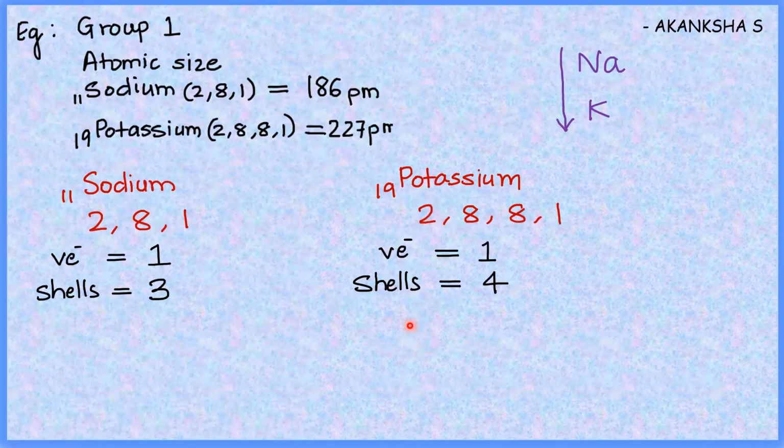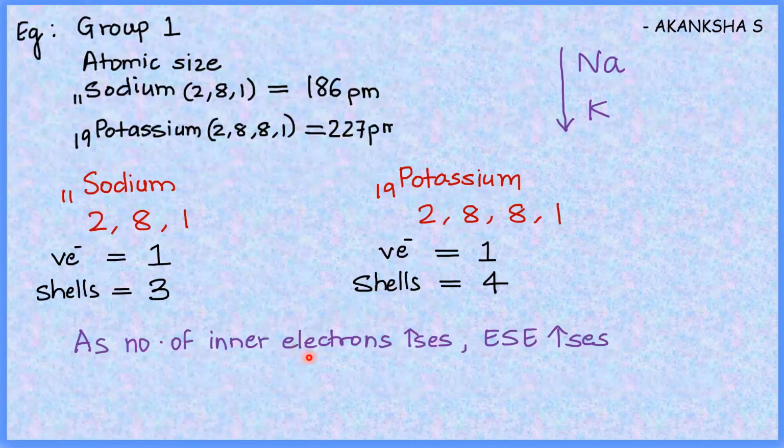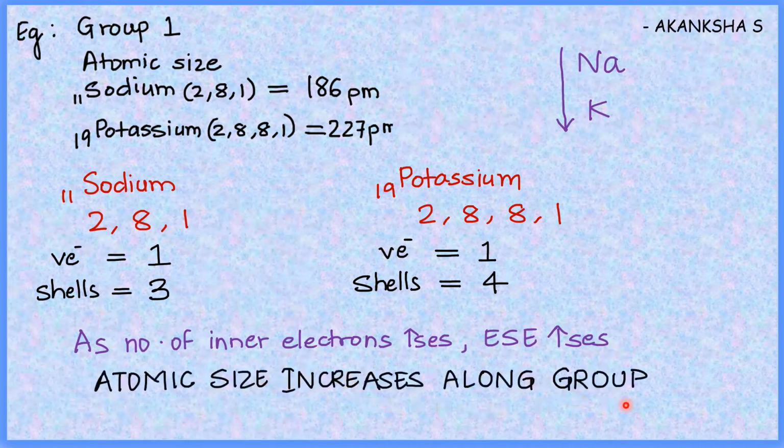Here, what will come into effect? The best factor that we can think of is inner electron shielding. So when the number of inner electrons increases, the shielding effect also increases. And whenever there is shielding, there is less pull. As a result, atomic size increases along a group. So by now, you must have understood: when valence electrons are changing and the shell number is the same, we use ENC. When shell numbers are changing and valence electrons are the same, it would be better to use ESE.